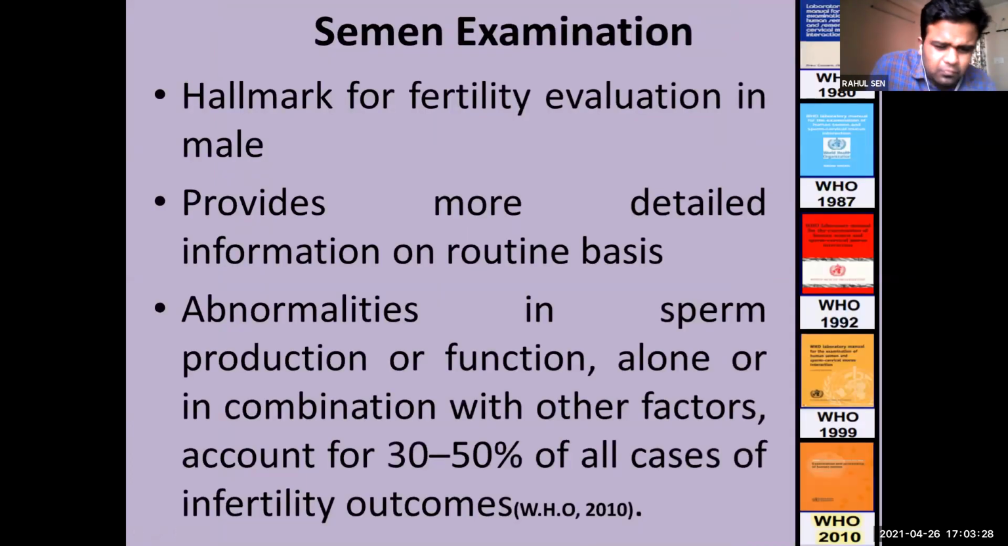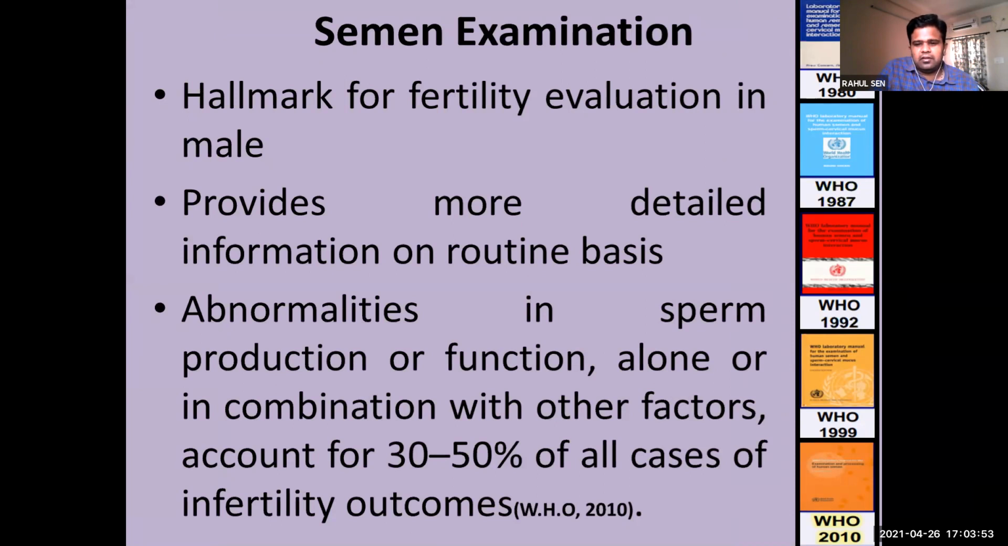So coming to the basics, the hallmark for evaluation of male infertility is the semen analysis. It provides detailed information on a routine basis. Abnormalities in sperm production or function, alone or in combination with other factors, account for 30 to 50% of all infertility cases.